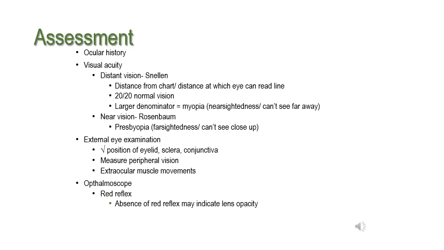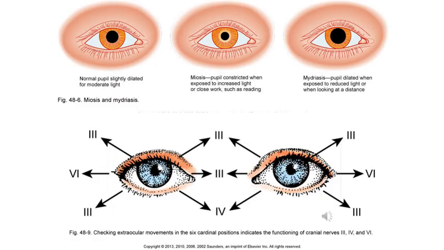Ophthalmoscope. Again, we don't routinely do that on the floor or anything, but if you're working in a clinic or other setting, using the ophthalmoscope to basically assess for the red reflex, we want to see that. If you have an absence of the red reflex when looking through the ophthalmoscope, that may indicate lens opacity. So the bottom picture is just showing the extraocular eye movements that we will be assessing for in all directions.